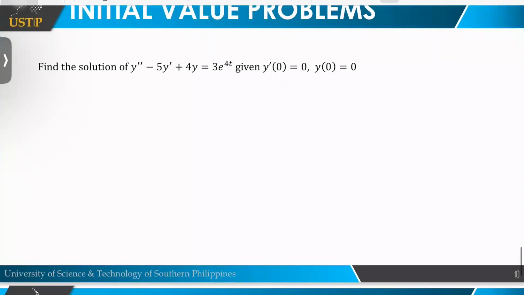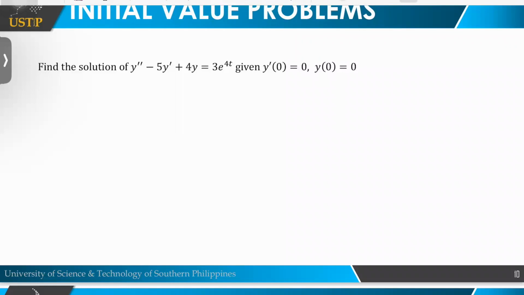Okay, so we want to find a solution to this differential equation. We have y double prime minus 5y prime plus 4y is equal to 3e to the 4t, given that y prime of 0 is equal to 0, y of 0 is equal to 0. Okay, so I think that's quite easy since they are zeros, but we will still show it step by step, class.